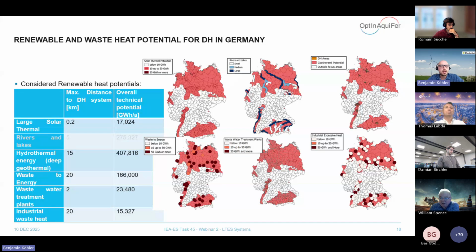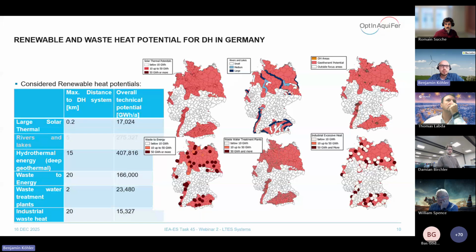heat. For each of the sources, we defined a maximum distance of the potentials to the district heating systems, which is the smallest for solar thermal with only about 200 meters distance from the system. And for high temperature, high potential heat sources like waste to energy plants or industrial waste heat, especially when they are rather big plants, the distance can be up to 20 kilometers. The maximum distance is also based on the assessment done by Fraunhofer ISI, but also expert interviews in this case.